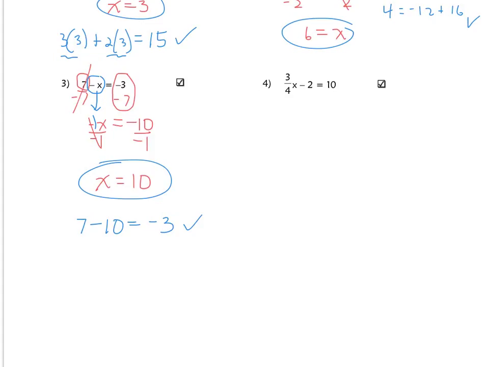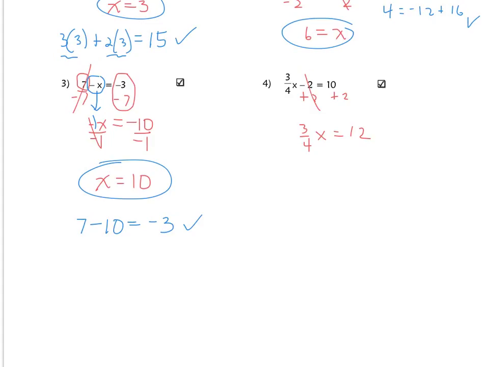In the fourth and last example, the only difference here is now we're dealing with the fraction. We've talked about fractions a little bit already. Okay, so it's just reminders. Again, we want to combine like terms, so we are going to add the 2 first to isolate the x value. That leaves us with a 3/4 x equal to 12. 2's cancel, and 10 plus 2 is 12.